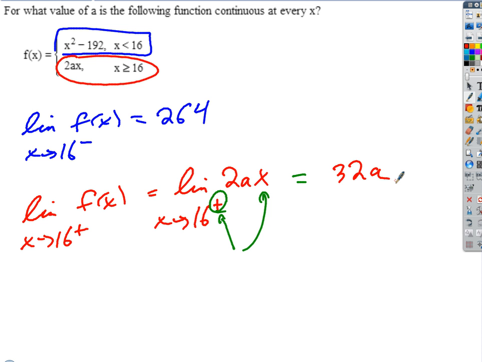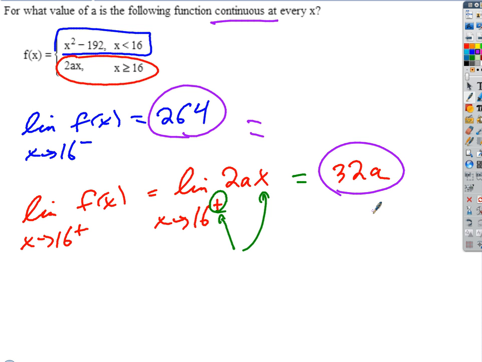Now, for this function to be continuous, that has to equal that, right? So I just have to set the value of a to make that true. That just amounts to solving a real simple equation. 32a equals 64, right? Make sense? Oh, whoops, it's just 64. 256 minus 192 is 64.